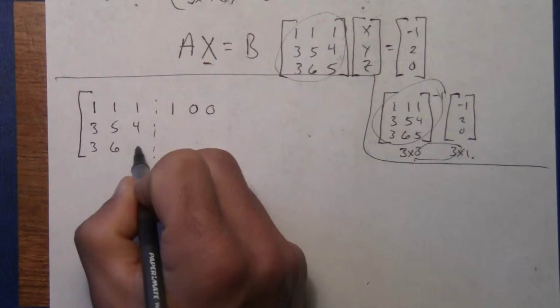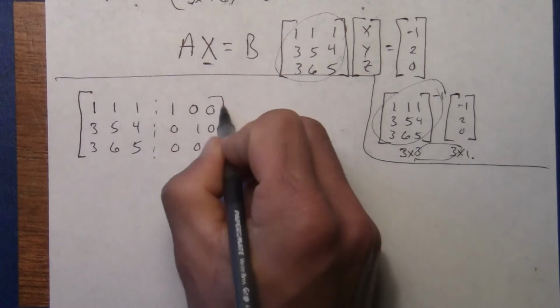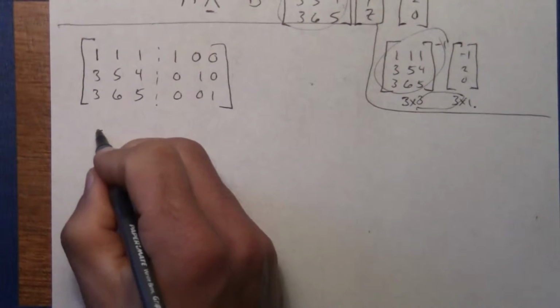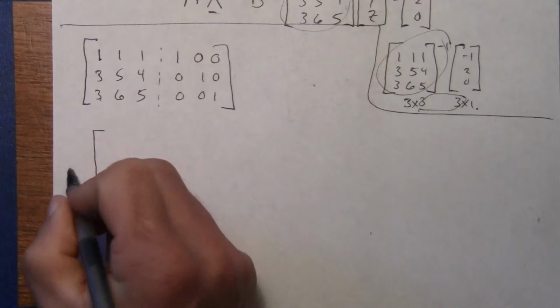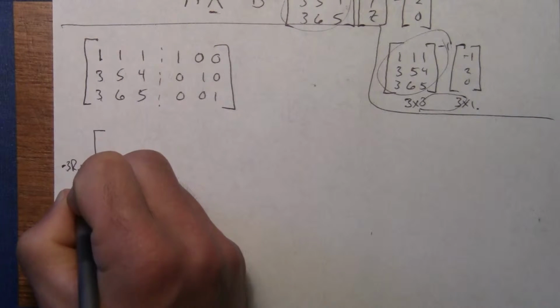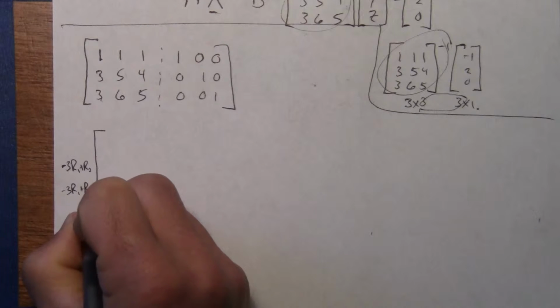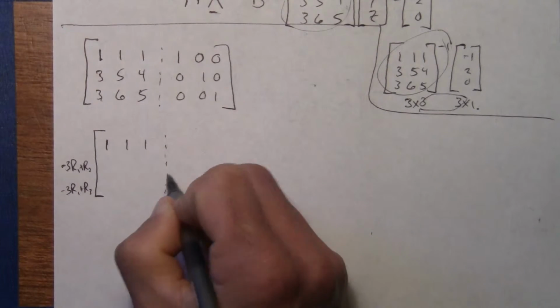Filling in my coefficient matrix, I've got 0, 1, 0, 0, 0, 1 there. I've got the identity next to it. Now I run through and try to find the inverse. So remember to show all of your work and show steps. Looks like I'm going to have to multiply by negative 3 for both of these. So negative 3 times row 1 plus row 2, and negative 3 times row 1 plus row 3, keeping the top row the same since I've already got the 1 in the x position.